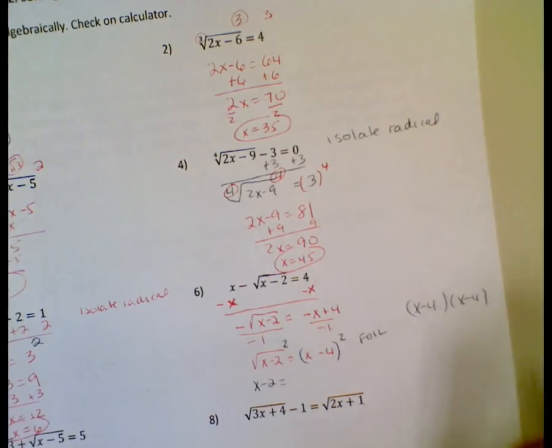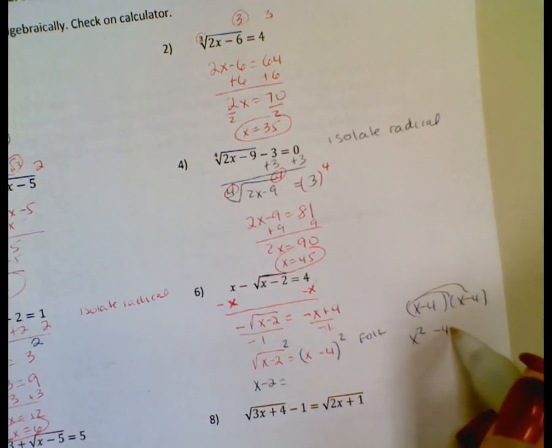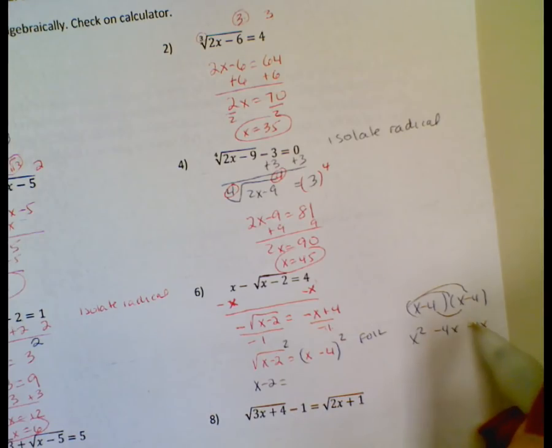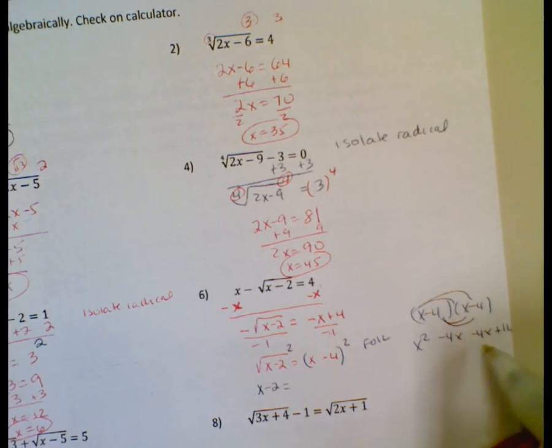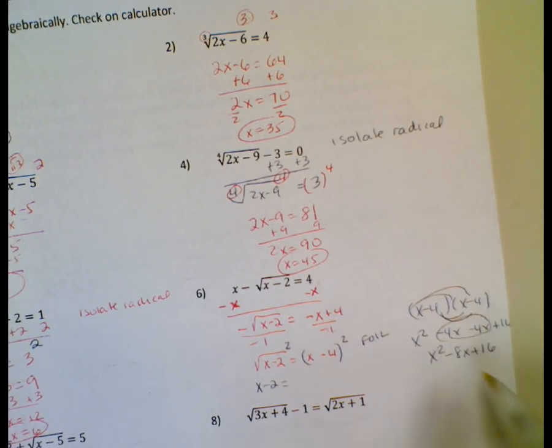X minus 4 squared looks like this. X times x is x squared. Minus 4x, minus 4x, 16. So x squared minus 8x plus 16. If you add these two together, you get that. So these terms are going to go here.